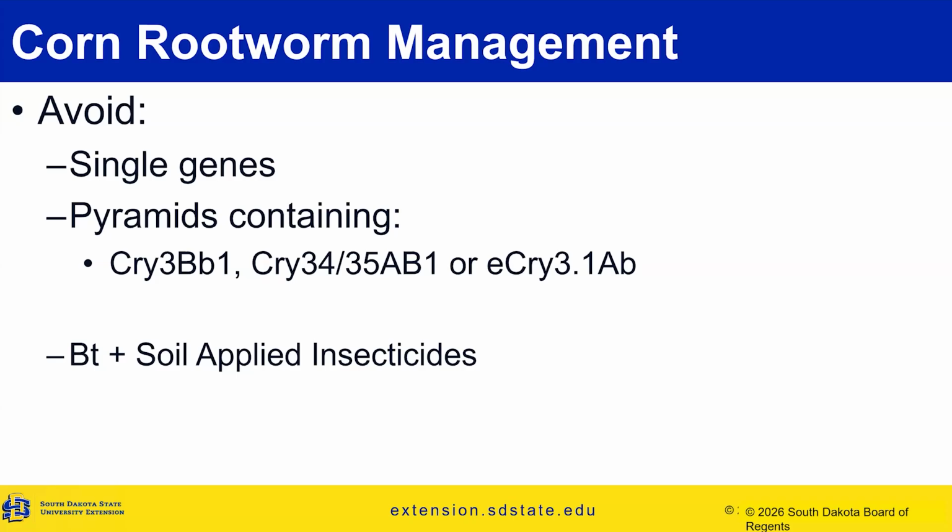And so when we're looking for corn rootworm management for the upcoming season, it's very important that we consider avoiding single genes. The reason for that is the single genes historically have not been working as great. They've been out for quite a few years, and so there's a greater risk for the rootworm surviving on them. Based on the issues around us, we also recommend avoiding pyramids containing the Cry3BP1, Cry3435AB1, or the eCry3.1AB proteins, because there are documented cases of resistance in our neighboring states.